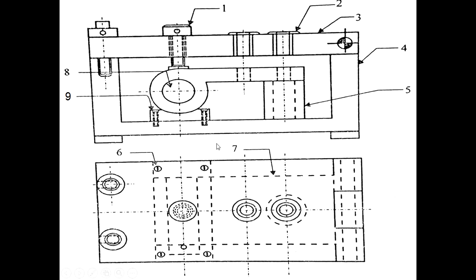Again, for loading the component you have to load the component from the front side. Okay, that is this front side. Load the component from the front side in the profile locator, in the internal locator number 8, and on the supporting block. And then after loading the component you have to apply the pressure by using the clamp number 1. Okay, so this is how loading and unloading will be done for this component.